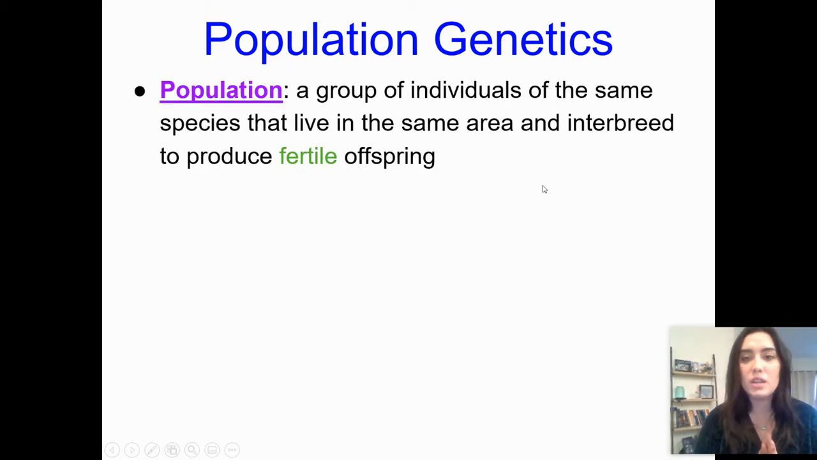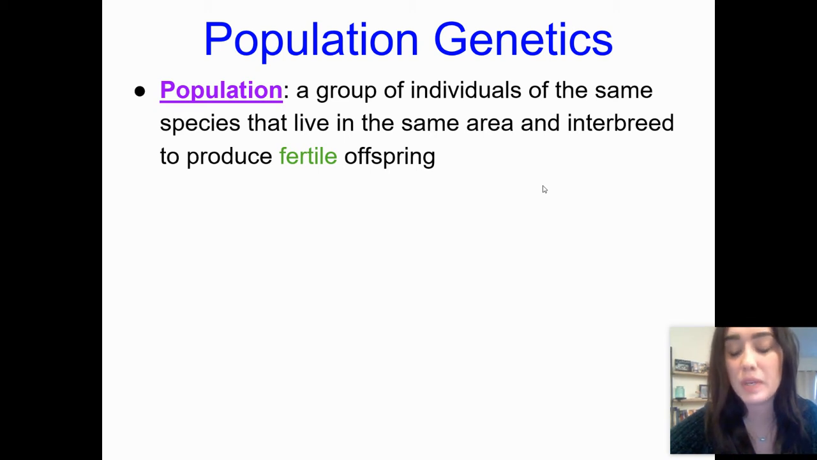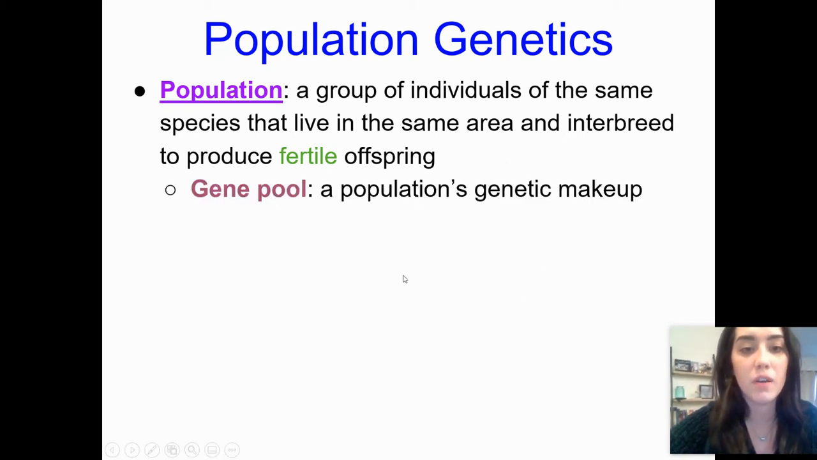So a population is a group of individuals of the same species which live in the same area, and they interbreed and can produce fertile offspring. So not like ligers, right? Because there are two different species, and their offspring are sterile. So same species, same area that can produce fertile offspring.